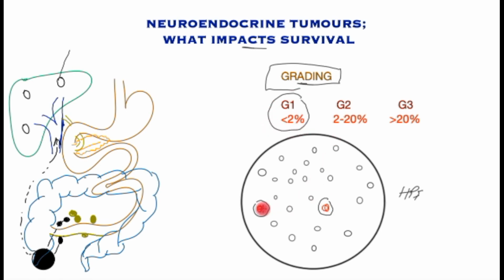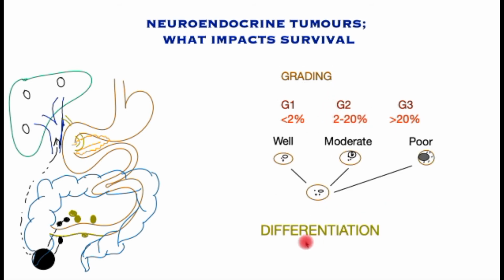Similarly, if the percentage of cells dividing is between 2 and 20%, that is a G2 tumor. And if it's greater than 20%, then it is a G3 with the worst prognosis and often very aggressive tumors. Pathologists often also use a dye called the Ki-67 to stain the tumors that are dividing and use the same measure in the same way to grade the tumor.